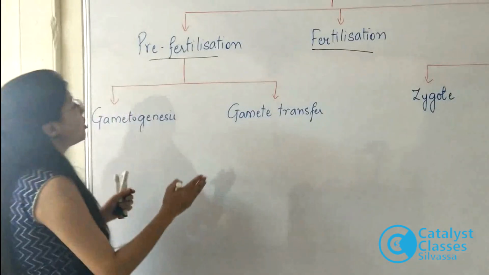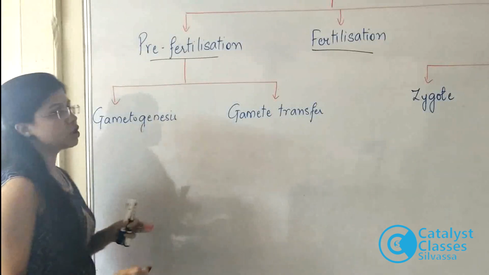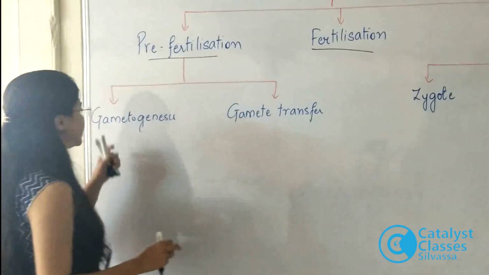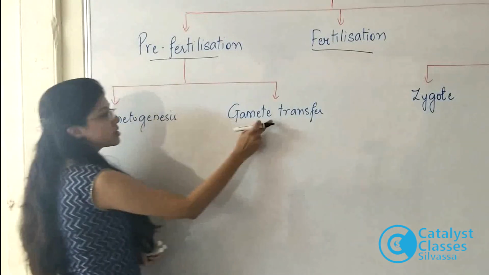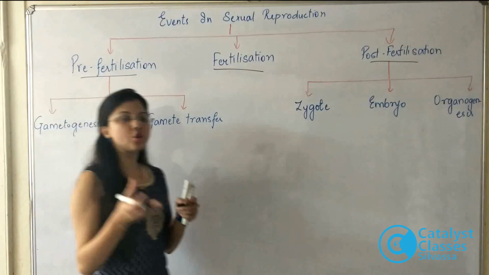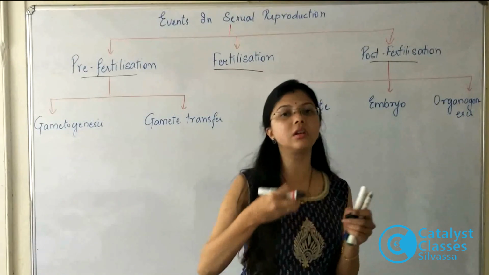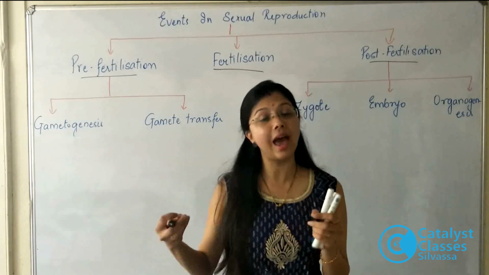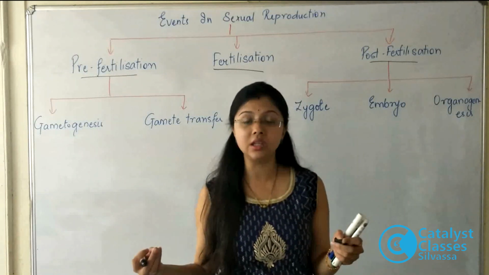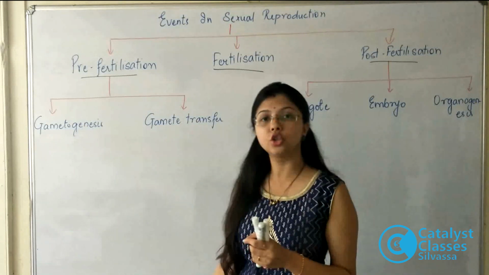Now, starting from the pre-fertilization events, the pre-fertilization event actually includes two different processes. One of them is called gametogenesis and another one is called gamete transfer. Since these are the events which occur before the process of fertilization, of course, there should first be the gamete formation, and then since these gametes are formed in separate bodies, these gametes need to come closer. So that will come under gamete transfer.